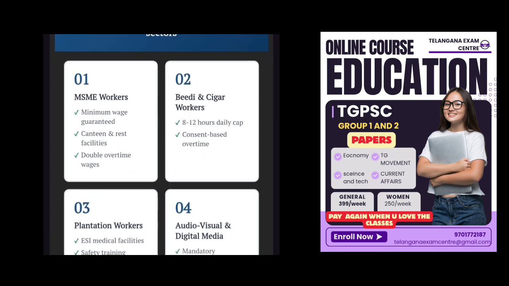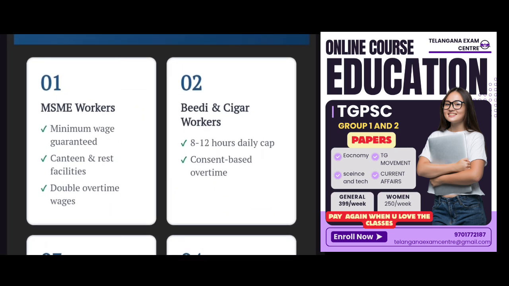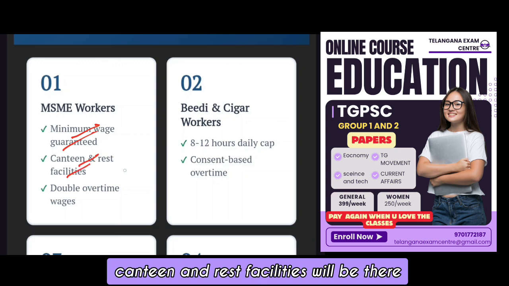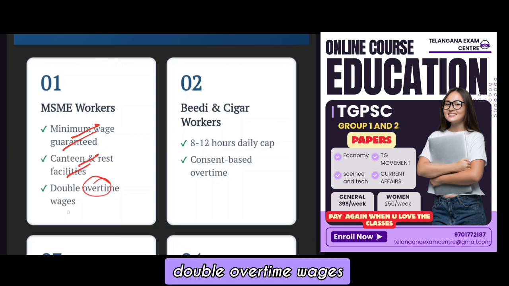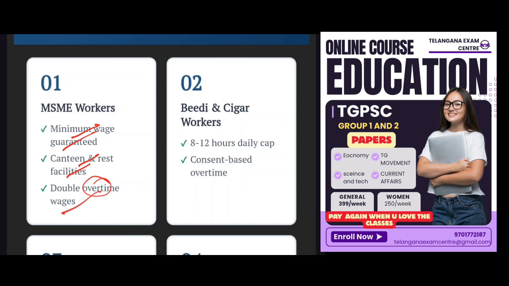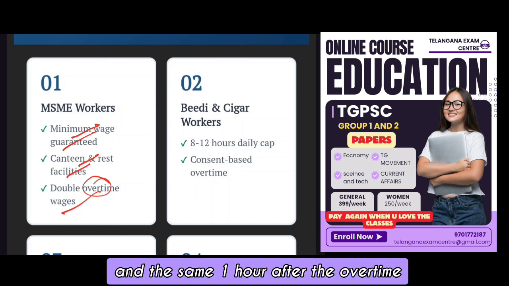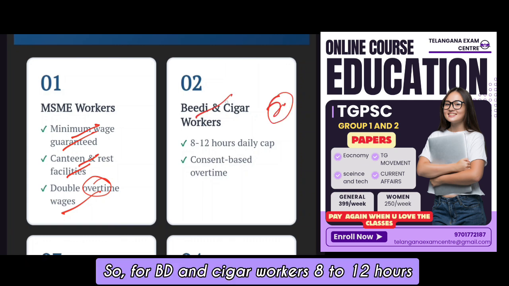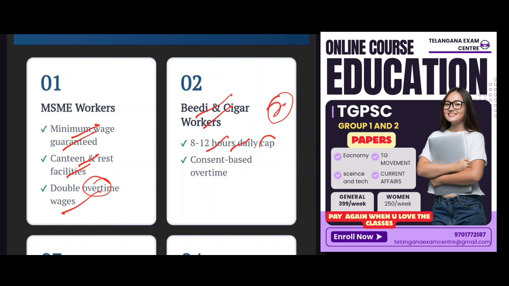Okay, so you can see this is for MSME workers. For MSME workers, minimum wage will be guaranteed. Canteen and rest facilities will be there. Double overtime wages: if you are doing overtime, you will get what? If they are giving 100 rupees per hour, then for 1 hour of overtime you will get 200. So double. For bidi and cigar workers, an 8 to 12 hours daily cap is given.